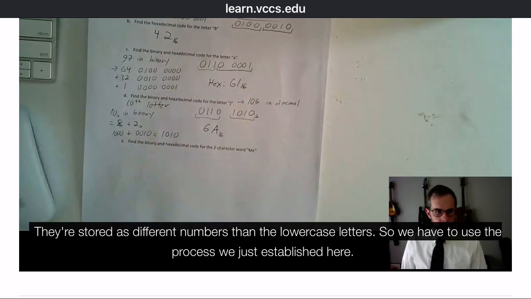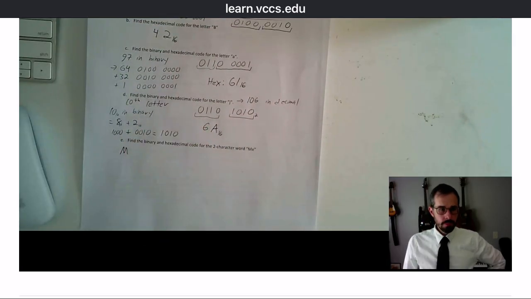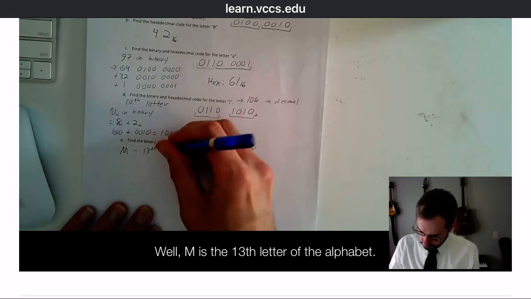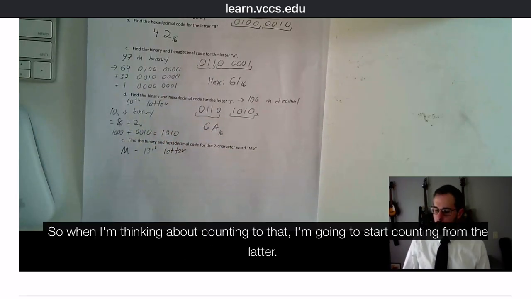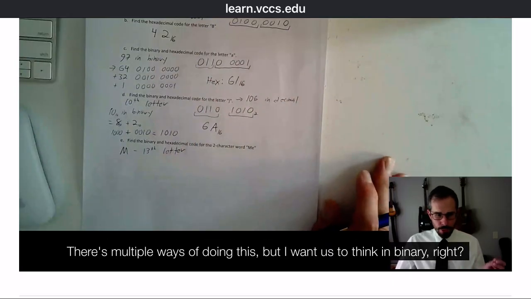So we have to use the process we just established here. We first need to think about the capital letter M. Well, M is the 13th letter of the alphabet. So when I'm thinking about counting to that, I'm going to start counting from the letter A. There's multiple ways of doing this, but I want us to think in binary.